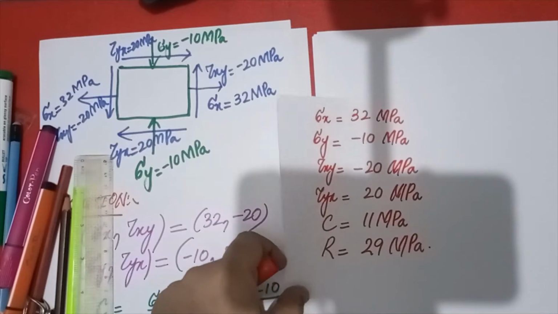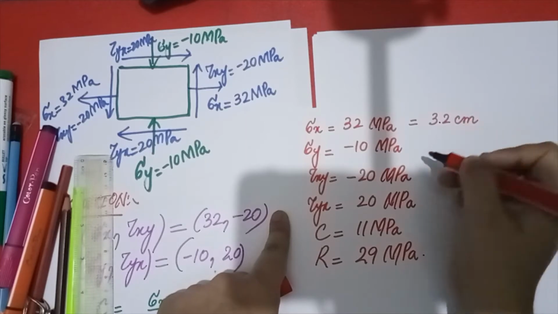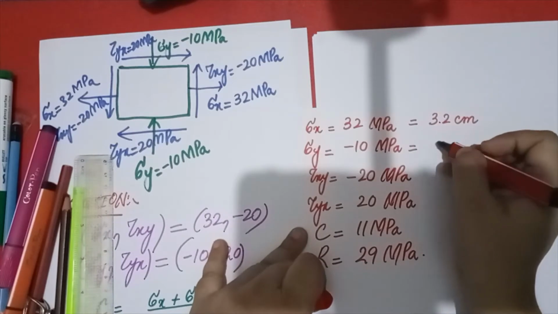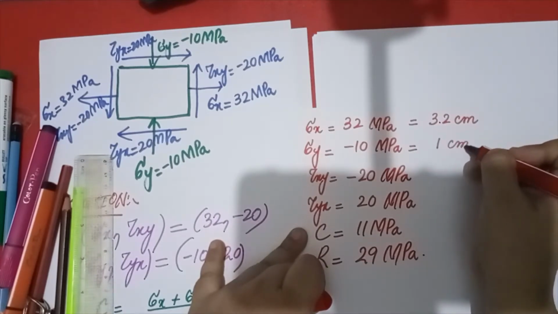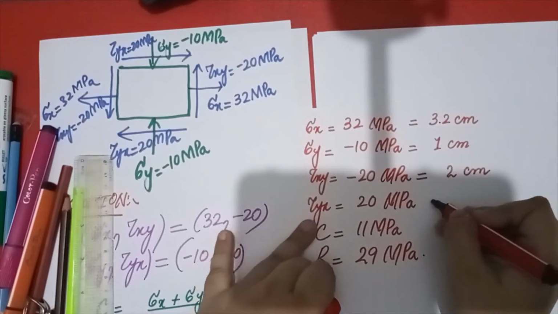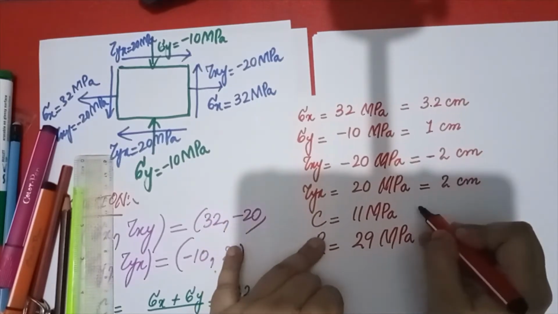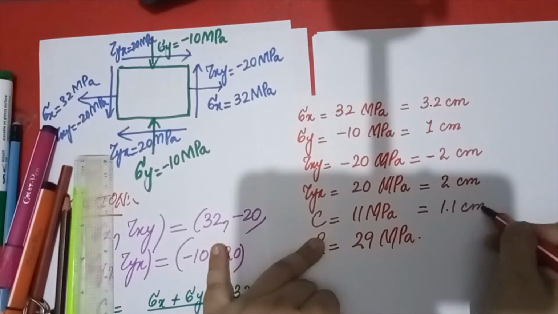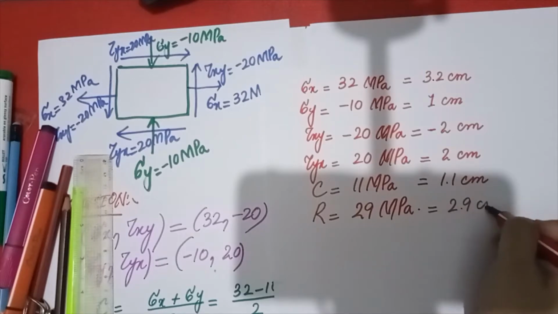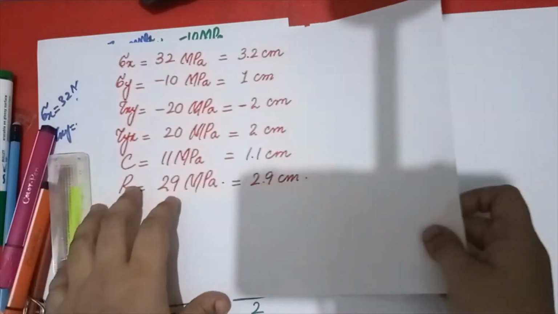Next step, I have to convert it into centimeters. So it will be 3.2 centimeter. I am taking a very small scale because I have a small paper over here. So that's why it will be 1 centimeter, it will be 2 centimeter, 2 centimeter, obviously on the negative side. This will be 1.1 centimeter. And R is equal to 2.9 centimeter. This is the scale conversion, and now I am going to draw the Mohr circle.